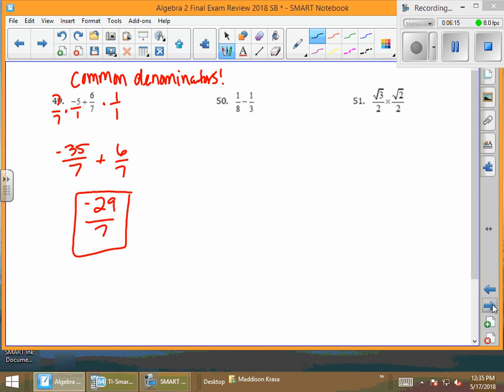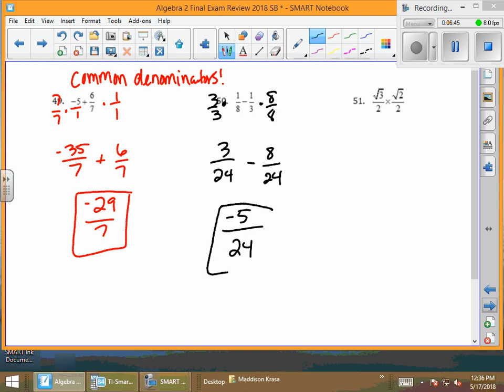For 50, it's the same deal, we just have subtraction. So over here on the 1/8, we're going to multiply by 3 over 3 because 3 is the opposite denominator. And on this side, we multiply by 8 over 8 because that's the opposite denominator. So over here, we have 3 over 24. 3 times 8 is 24. And on the right-hand side, we have 8 over 24. And we can subtract there, and we get a -5 on top. 3 minus 8, keep our 24 for the denominator.